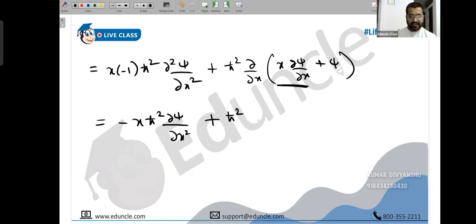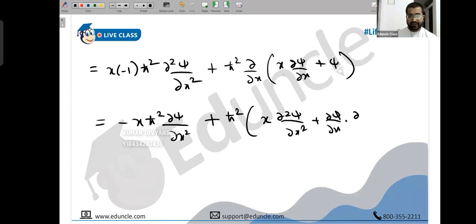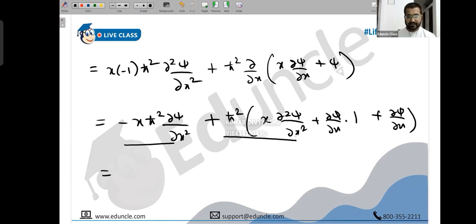Plus ħ squared, open the brackets. Again, the UV rule. So what do we have? First constant, derivative of second, plus second constant, derivative of first. Derivative of x with respect to x is again 1, and then the derivative of ψ with respect to x. Have a look: x constant, derivative of this, that's the second derivative now. And then ∂ψ/∂x constant, derivative of x, that is 1, and then the derivative of ψ by x. Open the brackets. Two terms are getting cancelled again: minus xħ² ∂ψ/∂x plus xħ² ∂²ψ/∂x². They're getting cancelled.